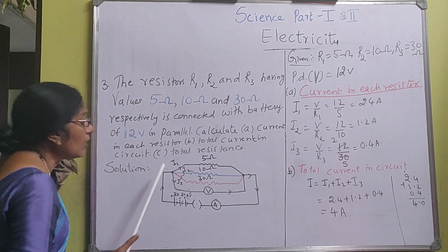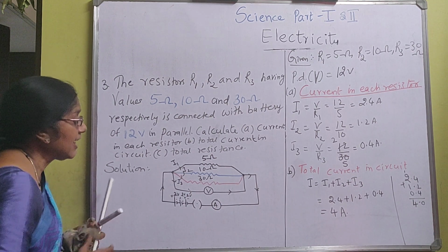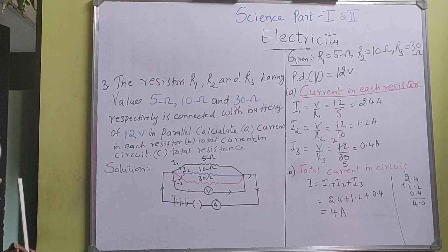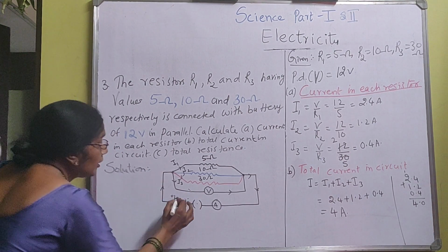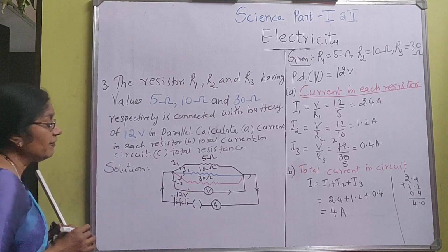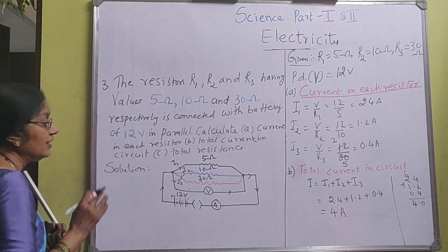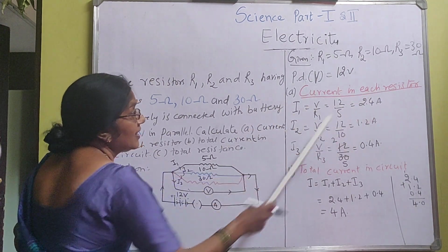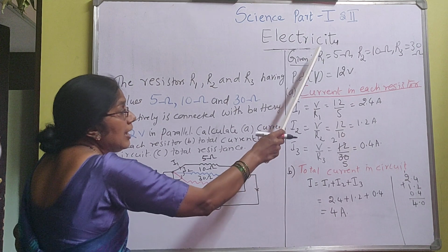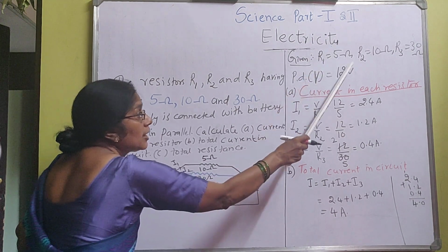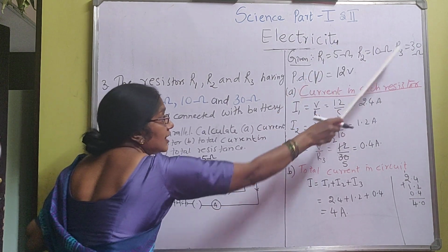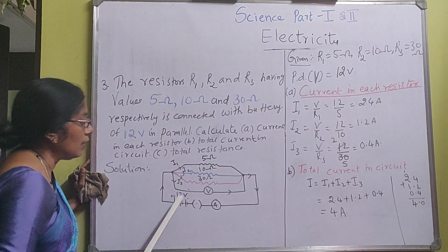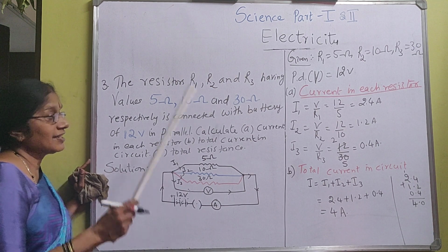The voltage, or the potential difference, is the same across all the resistors, and the total potential difference is 12 volts for all of these. So let us first find out the current in each resistor. Given: R1 is 5 ohms, R2 is 10 ohms and R3 is 30 ohms. The total potential difference V is 12 volts. So now let us calculate.